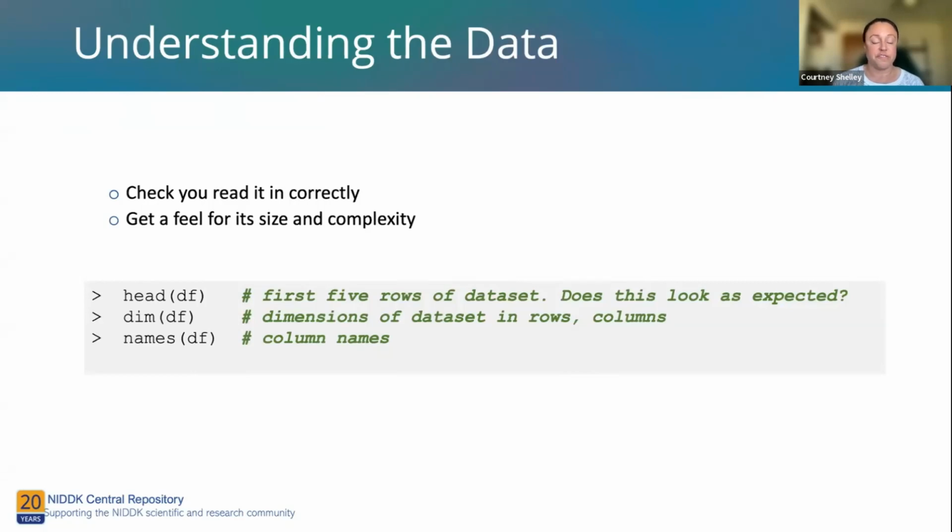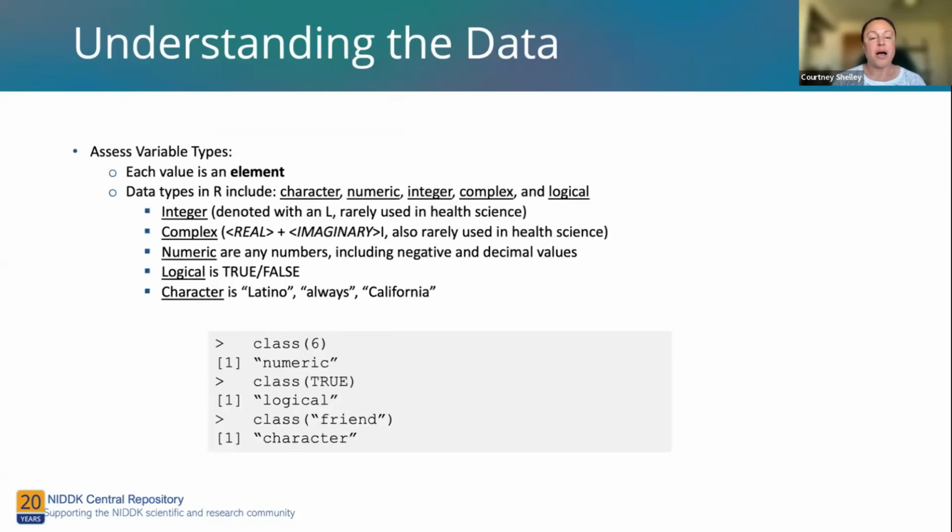Head takes a look at the first 5 or so rows of the data set. And really you're looking at this to say, does it look how I expected it to look? Dim is a chance to understand the dimensions of the data set, and it will report back to you in rows and columns of your tabular data set. And then finally, names is going to give you the column names of your data set. So these are just some really important first looks at your data. Next.